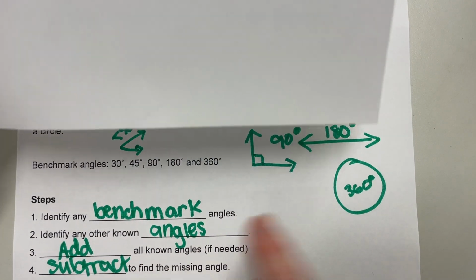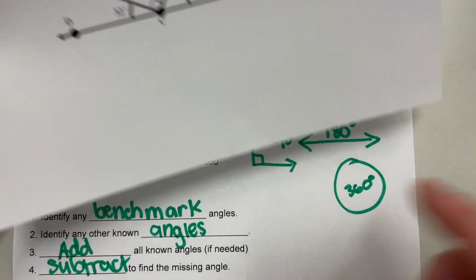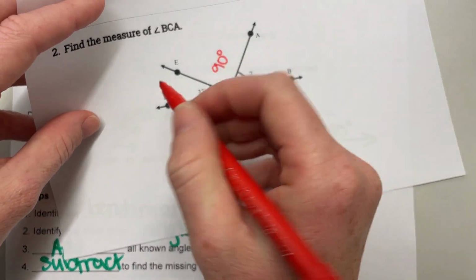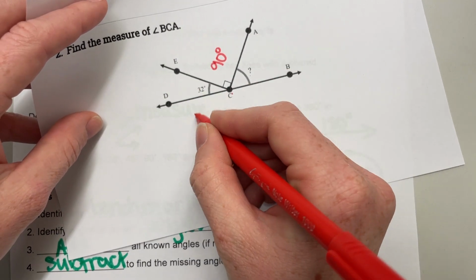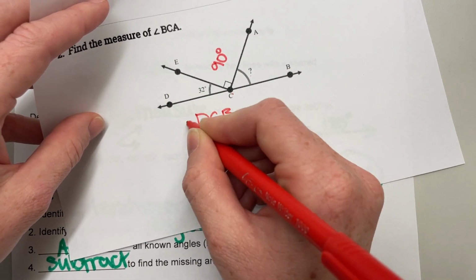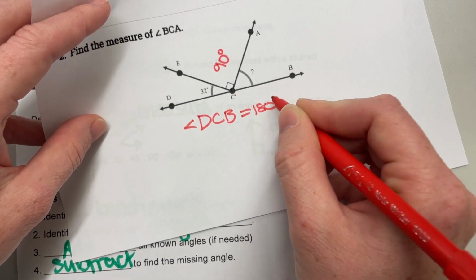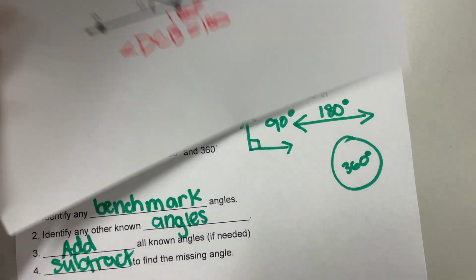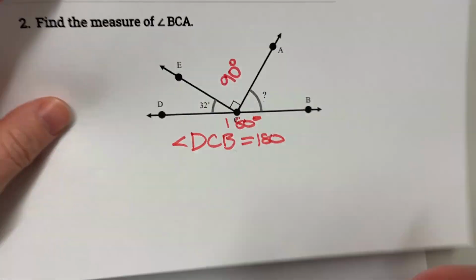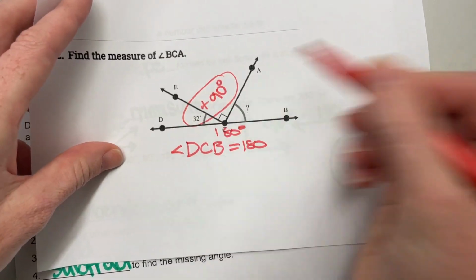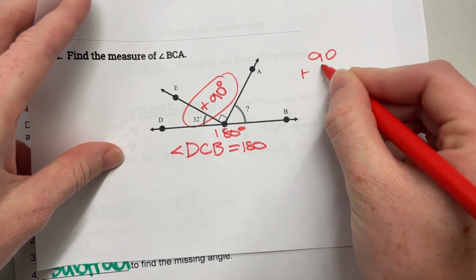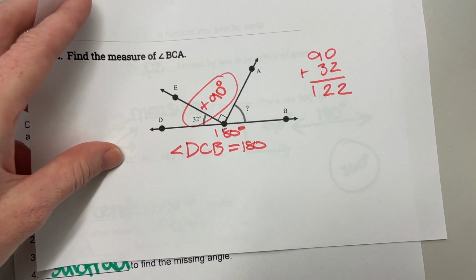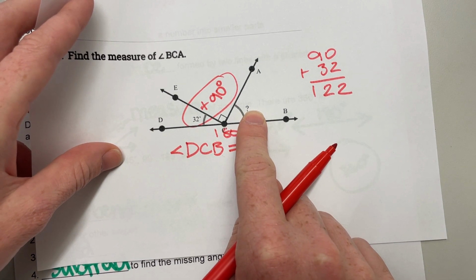Now I need to add all the known angles. Oh, before we do that, I see another straight line again, from DCB. Angle DCB is equal to 180. So this straight line is 180 degrees. So now I need to add the known angles. So I'm going to add these two together. So 90 plus 32 is 122. And I'm trying to find this unknown.